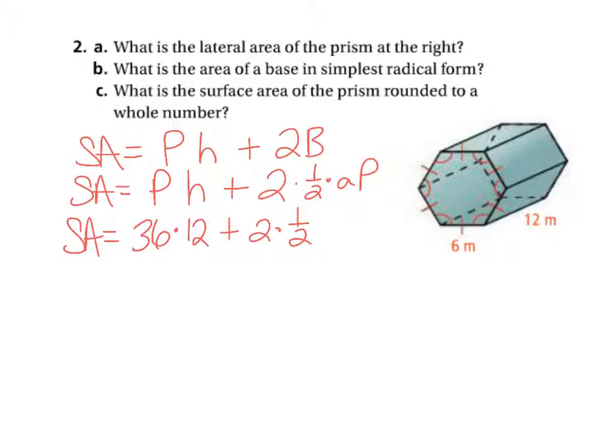And now here's where it starts to get tricky. I have to know what the apothem is. That's going to take a little bit of work. But the perimeter, I already know it was 36. So I'll leave a little space. I'm going to put my 36. Let's go work on that apothem.